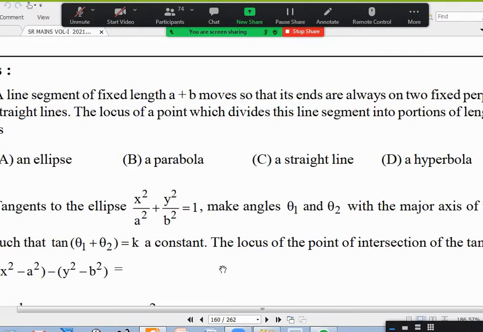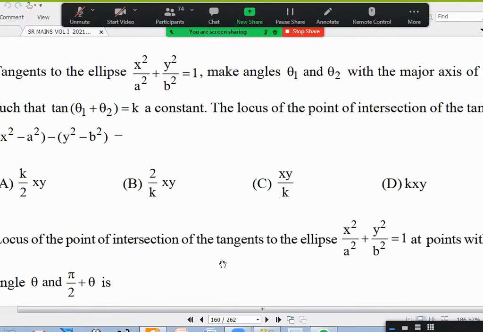Is the same question there in the IT exercise? Yes, sir. Okay. 77, anybody any doubt? Yes, sir. From an external point, you have drawn two tangents. We have done some questions like locus where sum of the slopes is constant, product is constant and all.